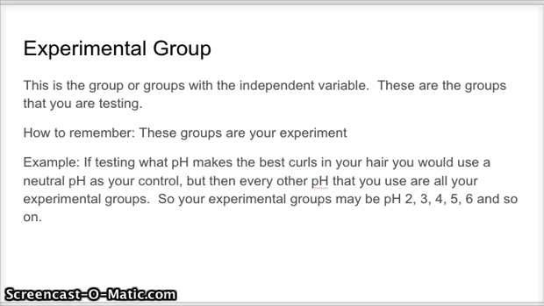All right, experimental groups are all those other groups. So down here, if you're testing what pH best curls your hair, you would use a neutral pH as your control. But neutral is 7 in the middle, and that would just be like water. And then you would try various different pHs to see if any of those make your hair curl better. You can try 2, 3, 4, 5, 6. So experimental groups are just all the other groups that are not the control group.